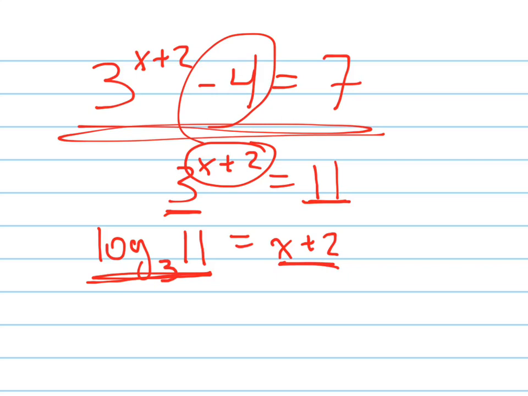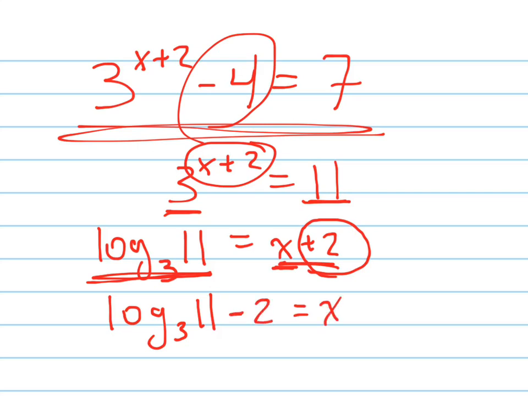I'm almost done. How do I get x by itself? What do I have to get rid of? Is x by itself yet? No, not yet. I got to get rid of the 2. How do I get rid of 2? Subtract. I subtract it. So what's x equal to? Log base 3 of 11 minus 2 equals x.